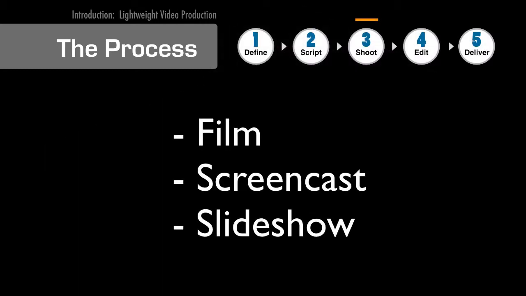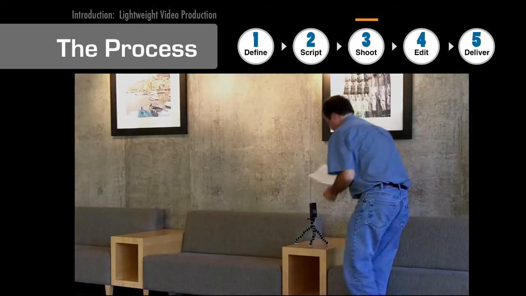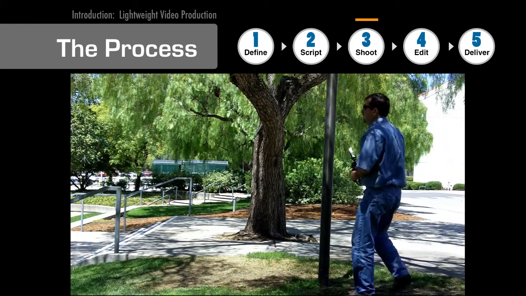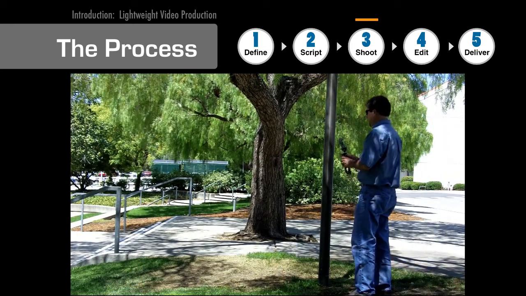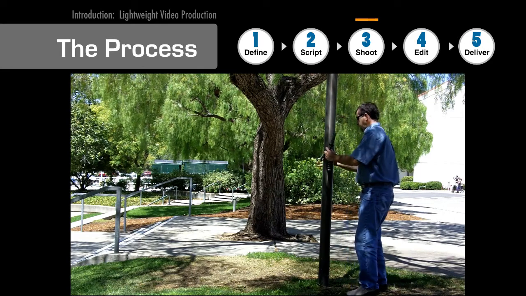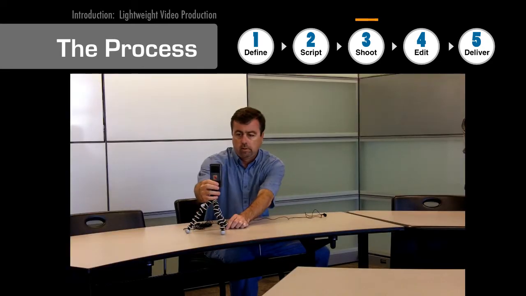The shoot stage can involve filming, screencasting, or slideshow capture. In any case, your script and storyboard act as a blueprint for your video. The two most important considerations in filming are lighting and sound. Outdoor lighting is usually best. If you're filming indoors, it's best to have neutral lighting.